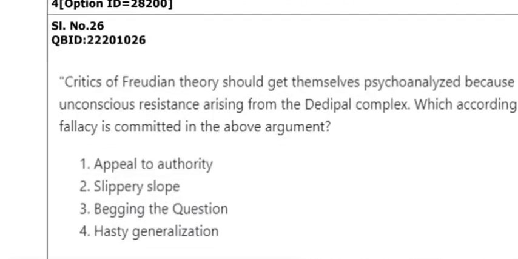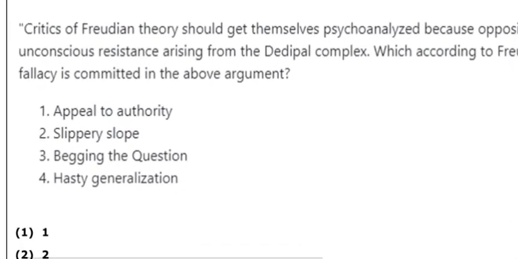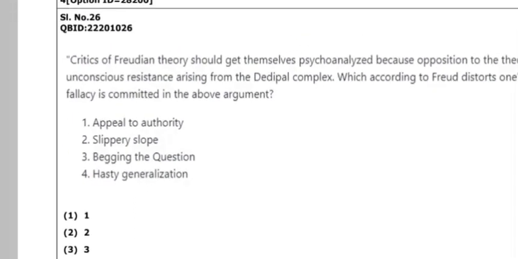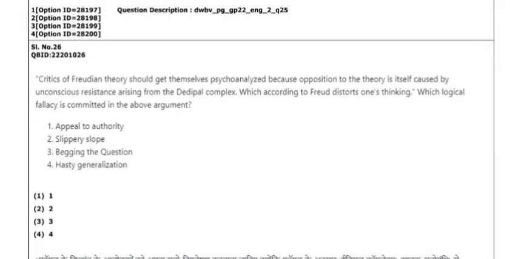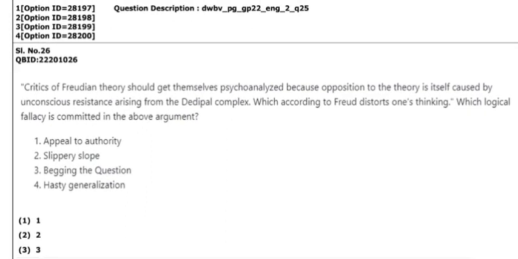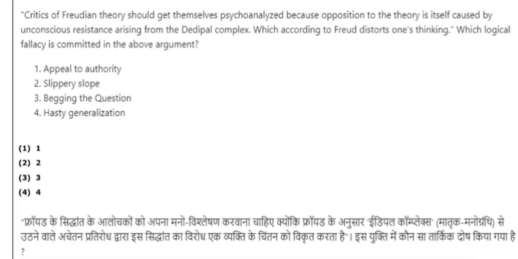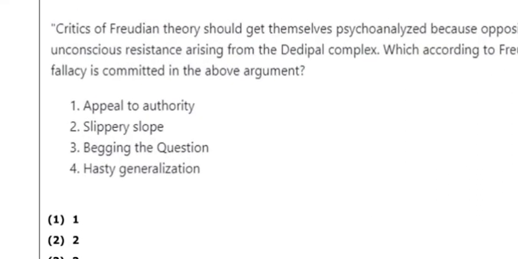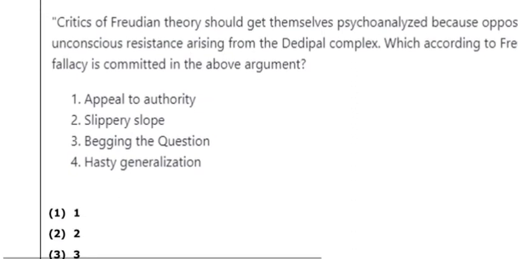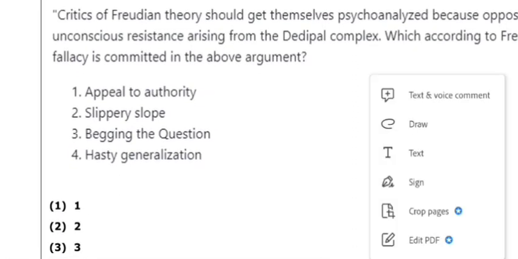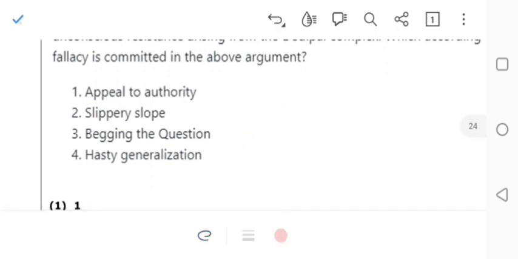Next question, 26. Critics of Freudian theory should get themselves psychoanalyzed because opposition to theory is itself caused by unconscious resistance arising from the Oedipal complex, which according to Freud distorts one's thinking. Which logical fallacy is committed in the above argument? Appeal to authority, slippery slope, begging the question, hasty generalization. Question number 26, it will be number C, that is begging the question.